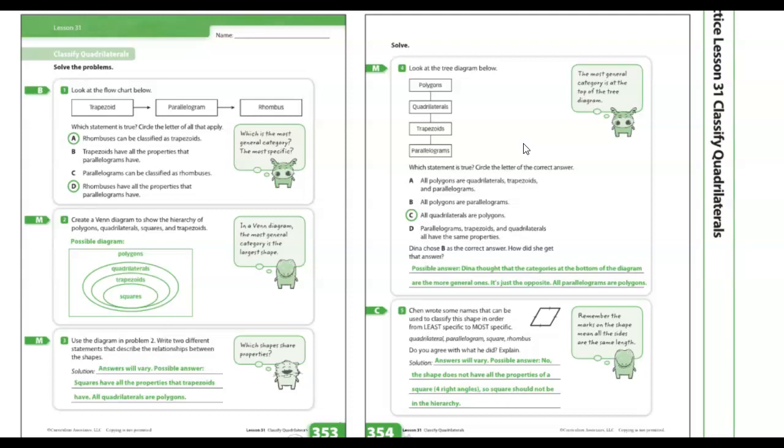So C is true. It says Dinah chose B as the correct answer. How did she get that answer? So she chose that all polygons are parallelograms. So once again, she didn't understand that the top of the flow chart is going to be more general and the bottom of it would be more specific. She actually, what she said, the complete opposite is true. All parallelograms are polygons, but not all polygons are parallelograms.